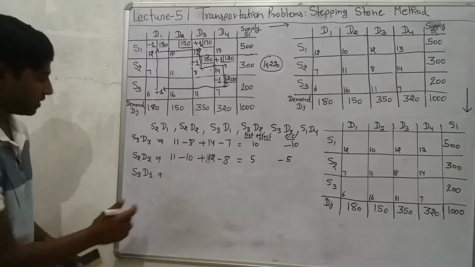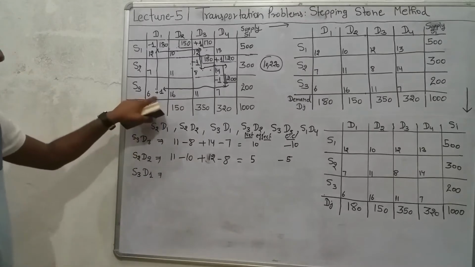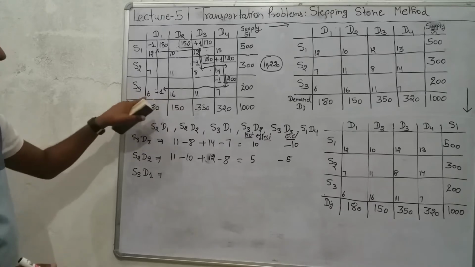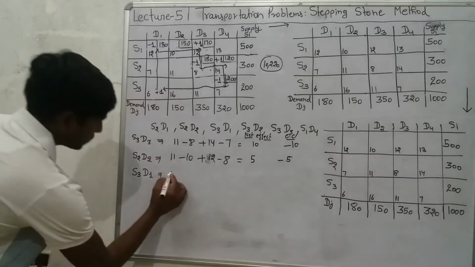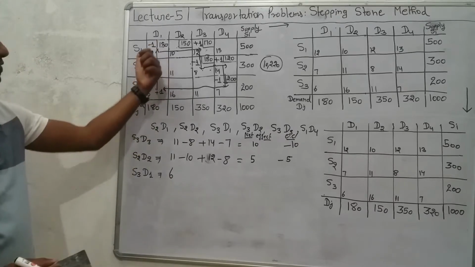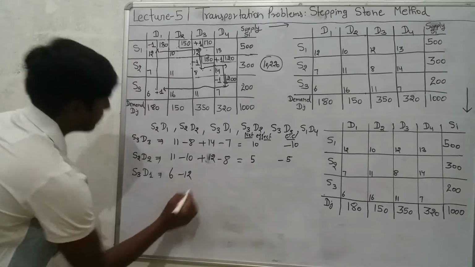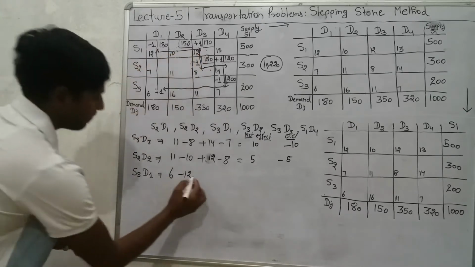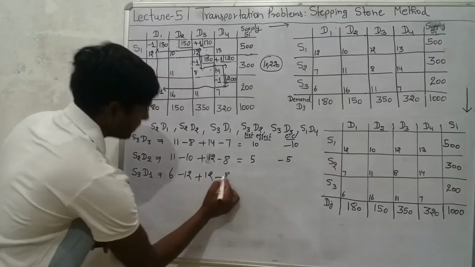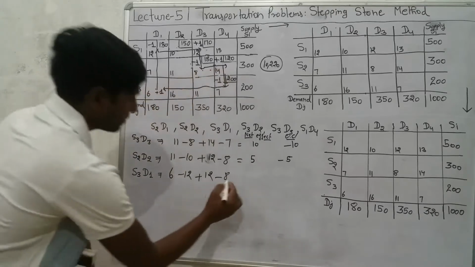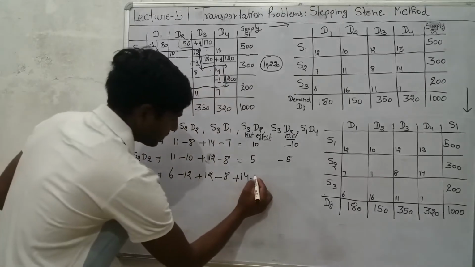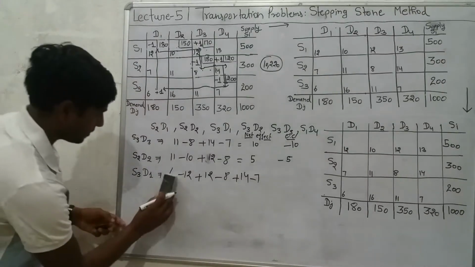So now calculate the opportunity cost for this particular cell from where we have started. +1. It means we are transferring 1 unit to this route. What does it mean? It would add 6 rupees to the total cost. So 6 minus 1. We are reducing 1 unit, so -12. We are adding 1 unit, so +12. Reducing 1 unit from this cell, -8. Adding 1 unit, so +14. Reducing 1 unit means -7.